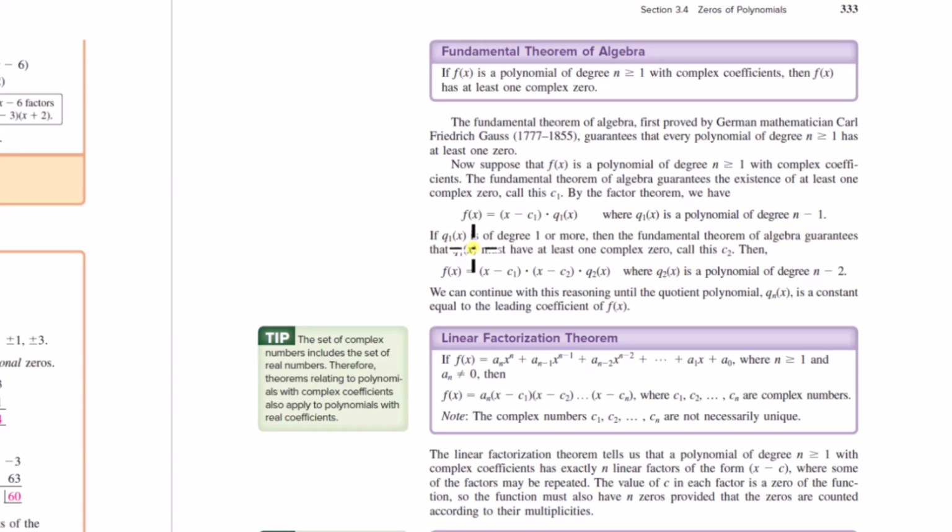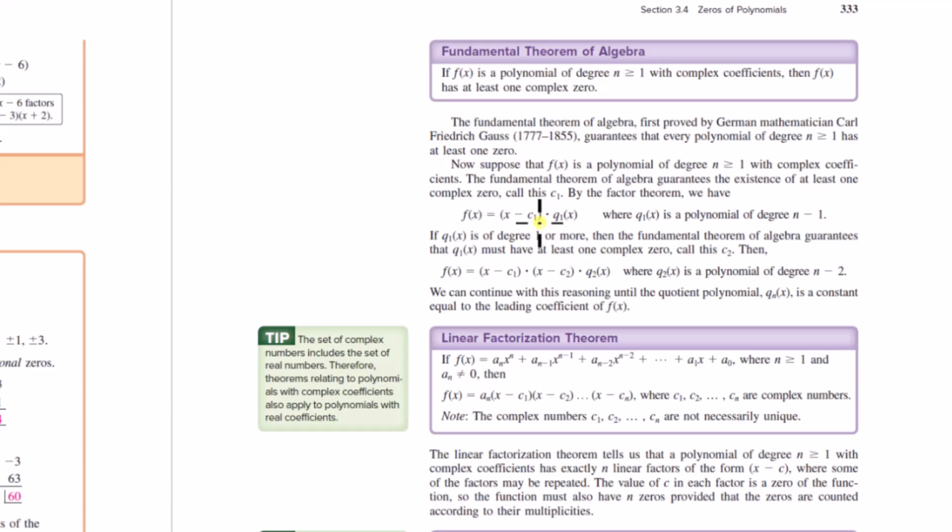Okay, so if q1 of x is of degree 1 or more, then the fundamental theorem of algebra guarantees that q1 of x must have at least one complex 0. Call this C2. What they've done here is we have a polynomial. It has a complex 0, C1, or just a 0. You write that as a factor, and you divide it, and then you factor it out. This is what you're left with when you factor it out.